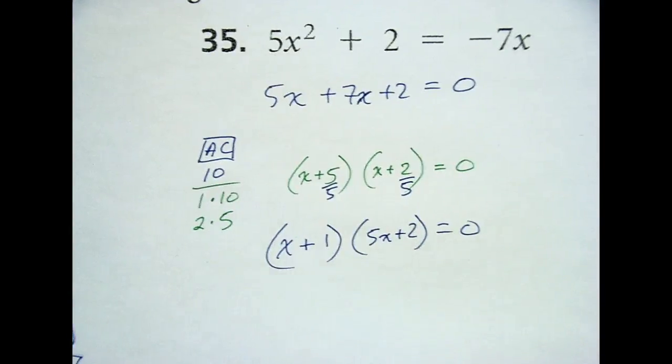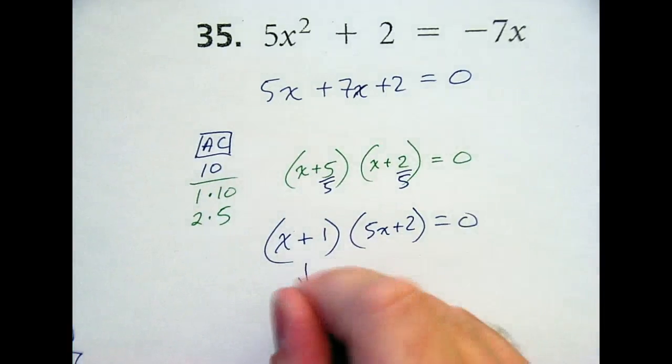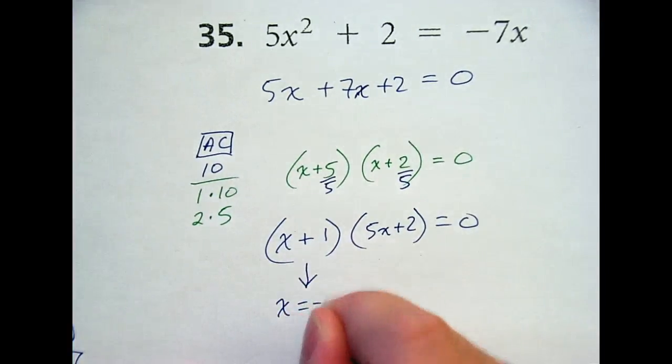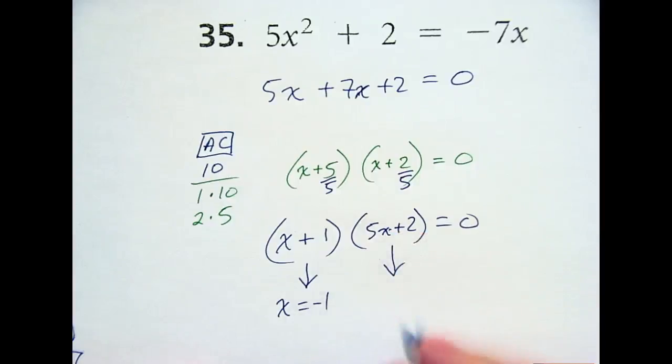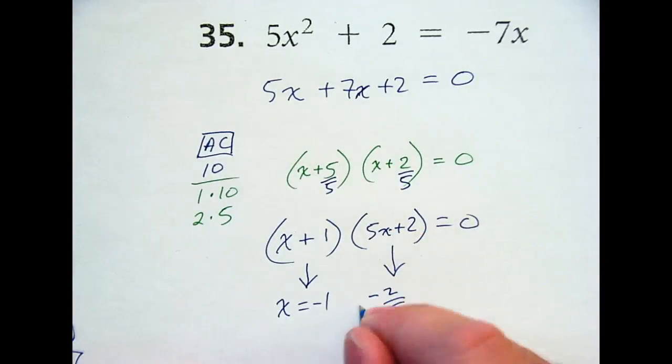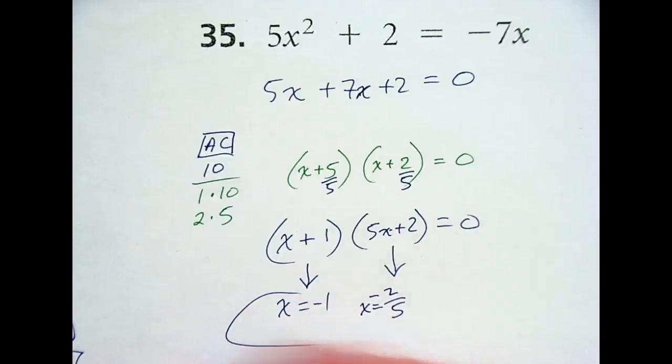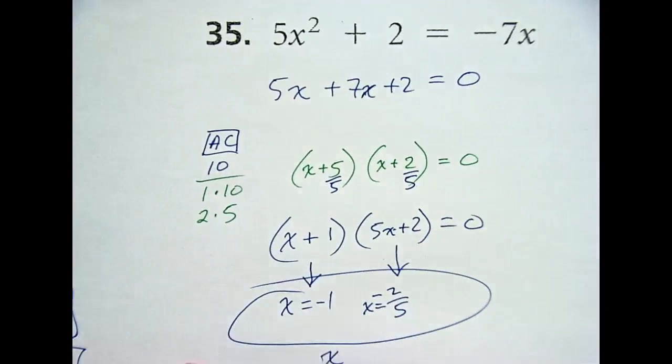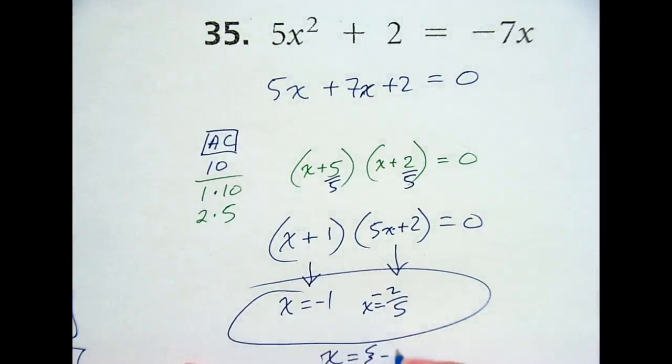Okay, any questions to there? How many made it there? Good. Okay. X equals -1. Two things right here. -2/5. Okay, so usually write it in set notation. -1, -2/5.